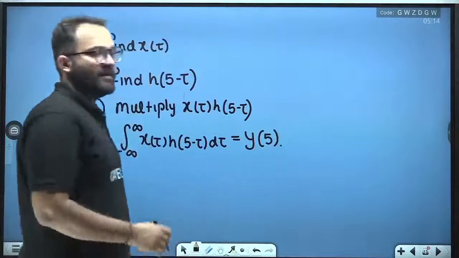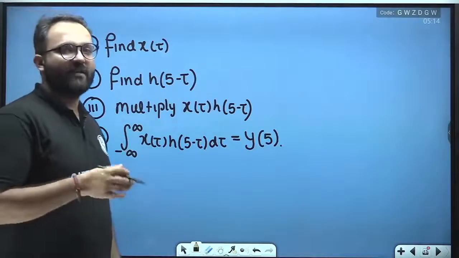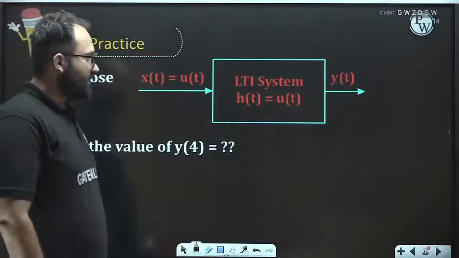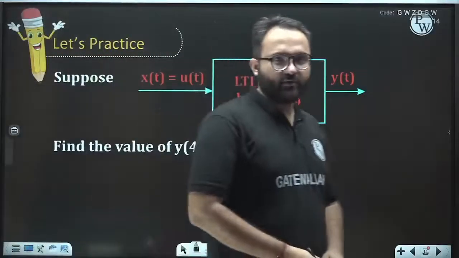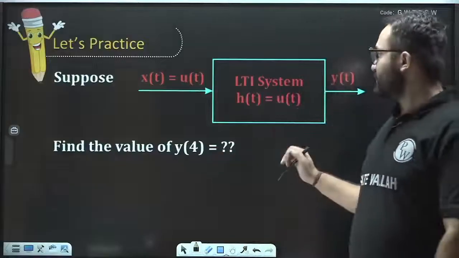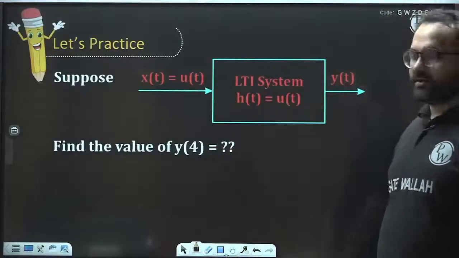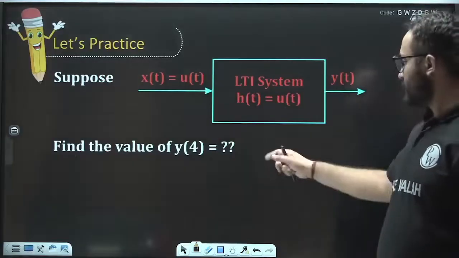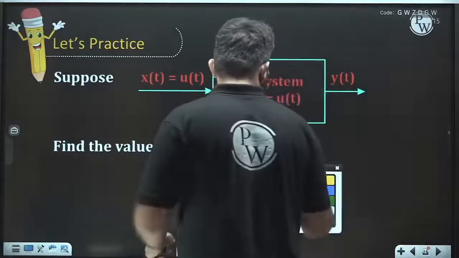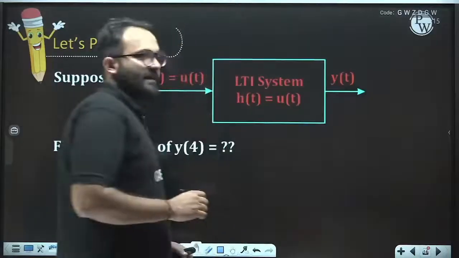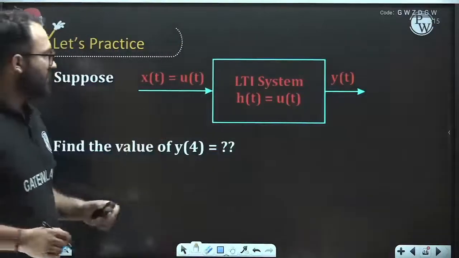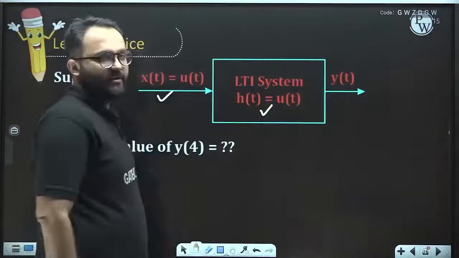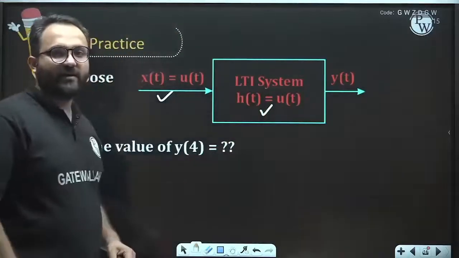Okay, in place of 5 we can have 3, we can have 2, we can have any value. So these are the steps. Let us take one example on this. So x t is given to us, that is u t. Impulse response is also u t. We have to find out the output value at n equal to 4.